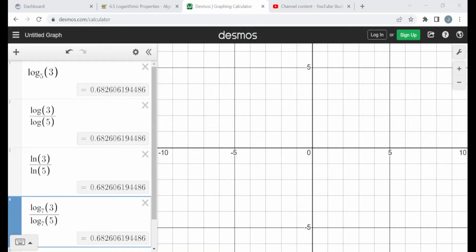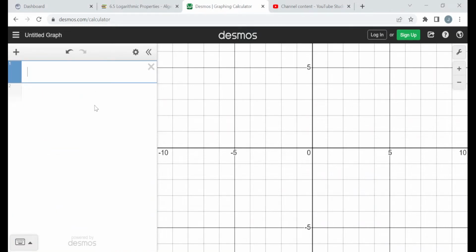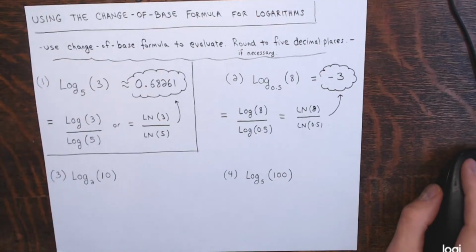And let's see that happen in my calculator here. Get rid of all this, and I'll just do log of 8 divided by log of 0.5, and you see negative 3, right, which is the log base 0.5 of 8. Right, same thing. Okay.